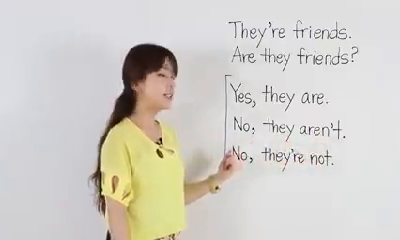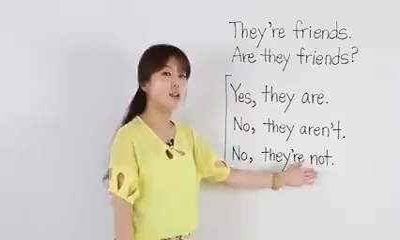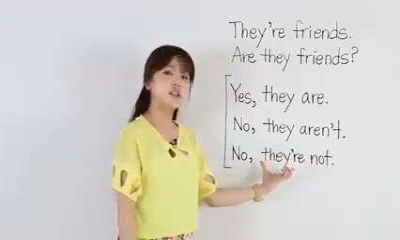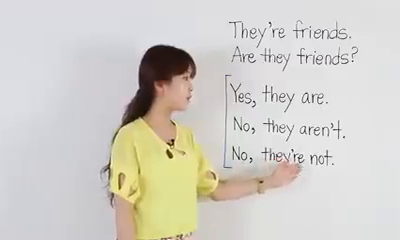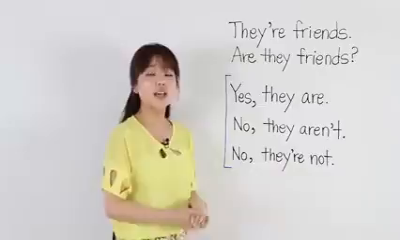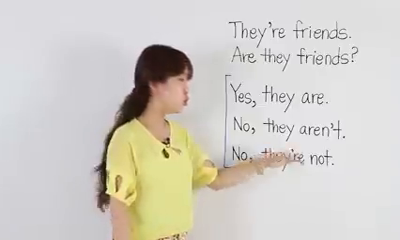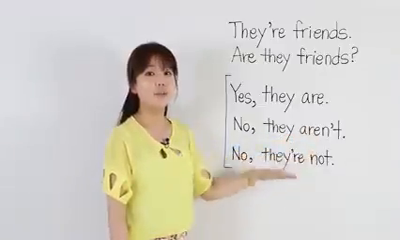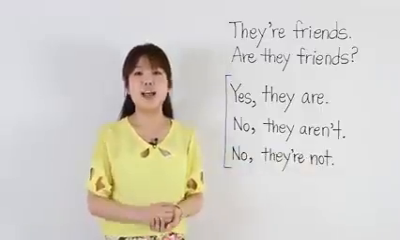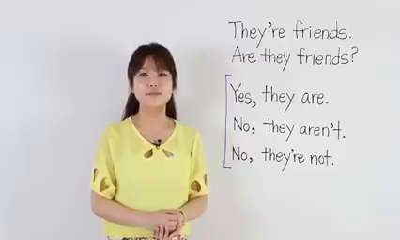The last thing we can say is, no, they're not. They're is a contraction for they are. These two answers for no are both correct and they're both common, so you can say either one. We're going to look at some more examples now. Please repeat after each example.